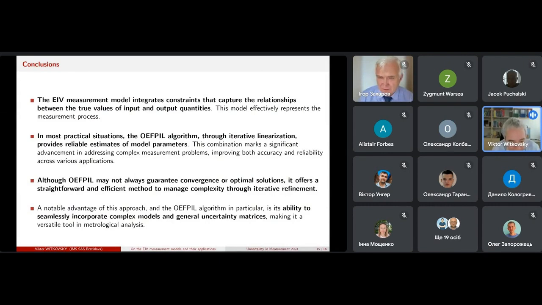And finally, a notable advantage of this approach, and particularly the OFPL algorithm, is its ability to seamlessly incorporate complex models and general uncertainty matrices, making it, according to us, a versatile tool in methodological applications and analysis.